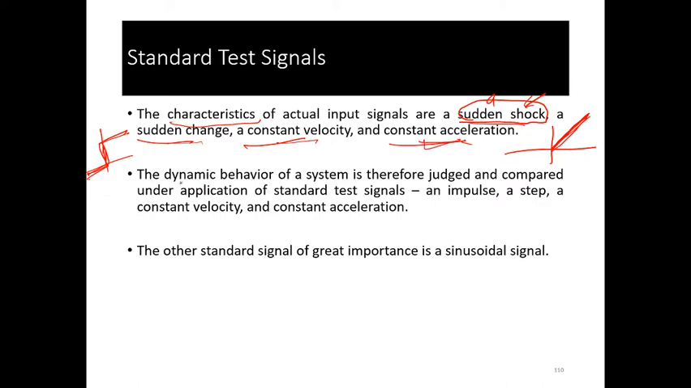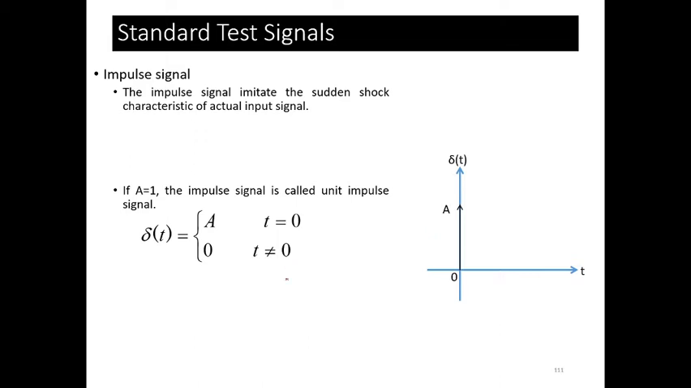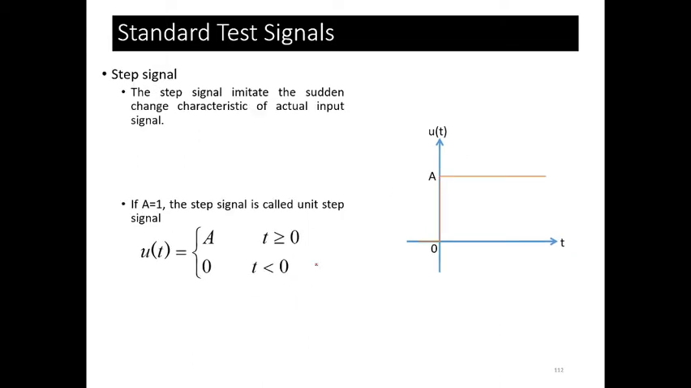The dynamic behavior of a system is therefore judged and compared under application of a standard test signal, that is the impulse, step, constant velocity, and acceleration. Another signal is also the sinusoidal signal. We will discuss it at some point. We have already discussed these things.